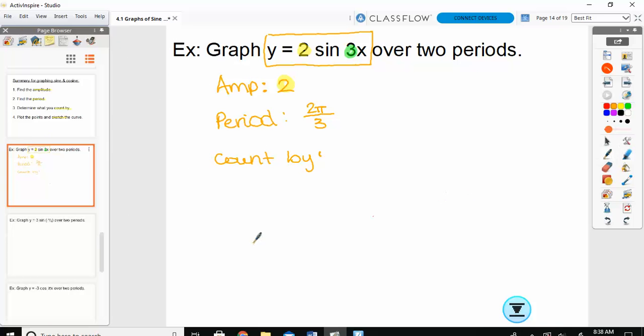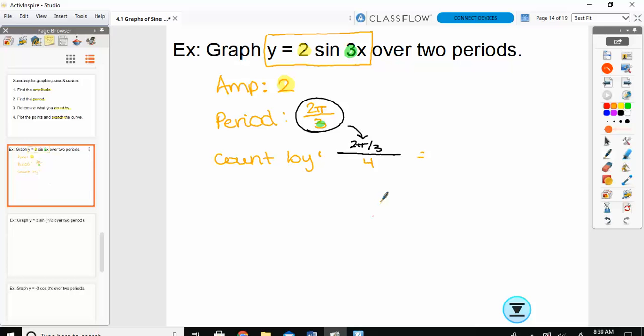into the 4 quadrants. So to find our count by, we will take our period. The period is the length of time until this thing repeats. So my entire period here is 2 pi over 3. So I'll take my period, the 2 pi over 3, and I want to divide that by 4, because there are 4 quadrants. Think about your circle. It has 4 quadrants.